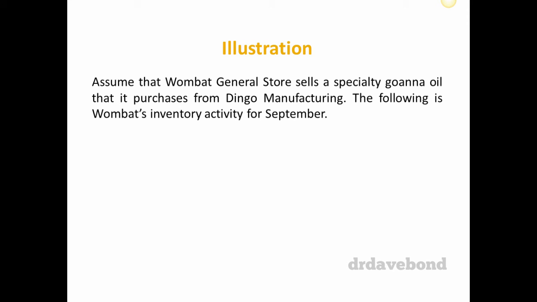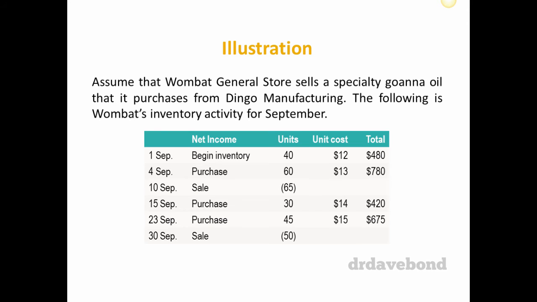So the question that we have is, Wombat General Store sells a specialty goanna oil that it purchases from Dingo Manufacturing. The following is Wombat's inventory activity for September. So we have a beginning inventory, we have 3 purchases, and we have 2 sales at different points in time.